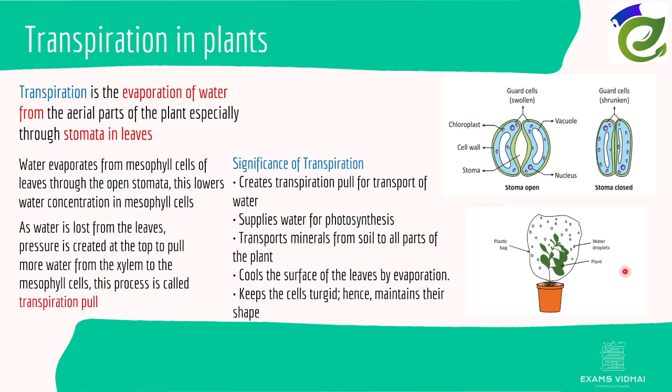This is an example of an experiment where you can see transpiration in plants. You cover a plastic bag over the plant and wait for a few days or hours. After some time, you notice small droplets of water on the bag, meaning that water has evaporated from the leaves. So a transpiration pull for transport of water is created. It also supplies water for photosynthesis and keeps the surface of the leaves cool. This is one important point, because during the summer when temperatures get hot, leaves are often dried up, and transpiration also allows it to act as the radiator of the leaves.